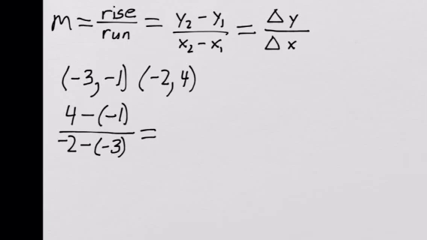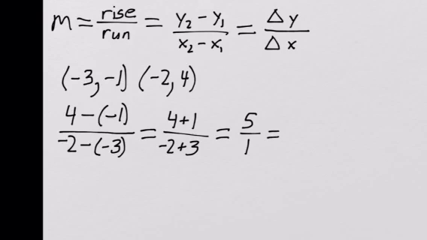I'll go ahead and take care of the subtraction of negative. So we have 4 plus 1 over -2 plus 3. That gives me 5 over 1, which is 5.